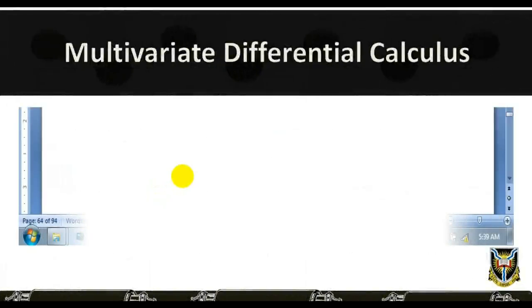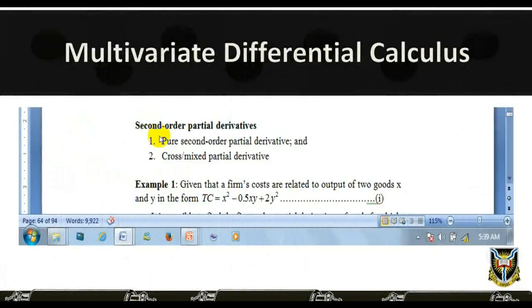Second order partial derivative. 1. Pure second order partial derivative. And 2. Cross mixed partial derivative.